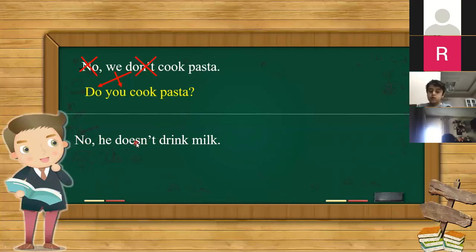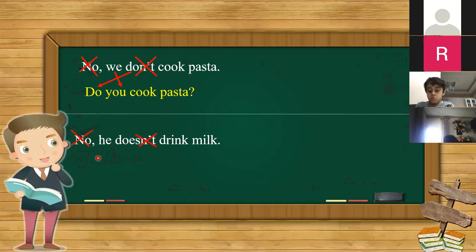No, he doesn't drink milk. Okay? We will follow the steps again. Read the answer. No, he doesn't drink milk. Step number 2. What will we cross? No and not, excellent. Yes, we will cross. But don't forget, we will cross no and not. So cross no and not.